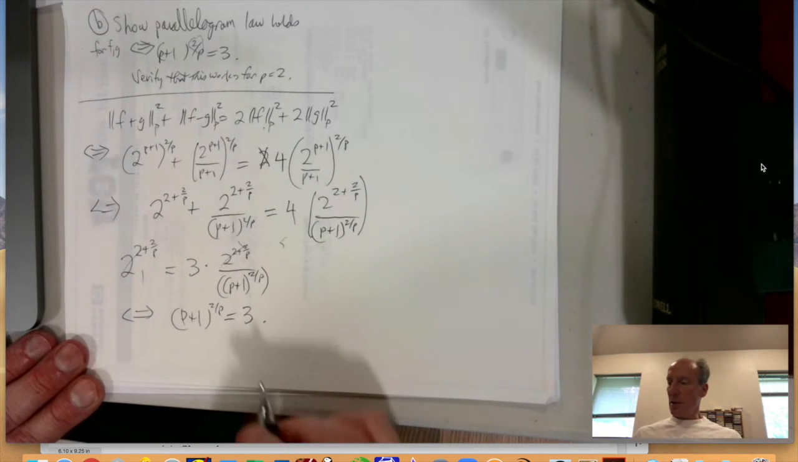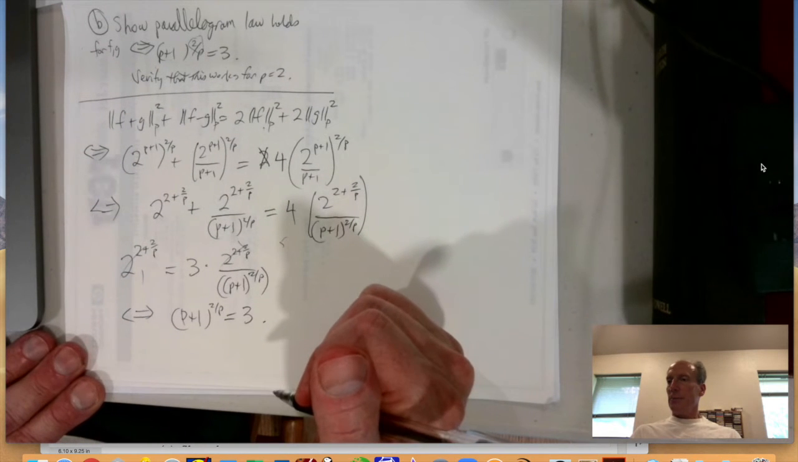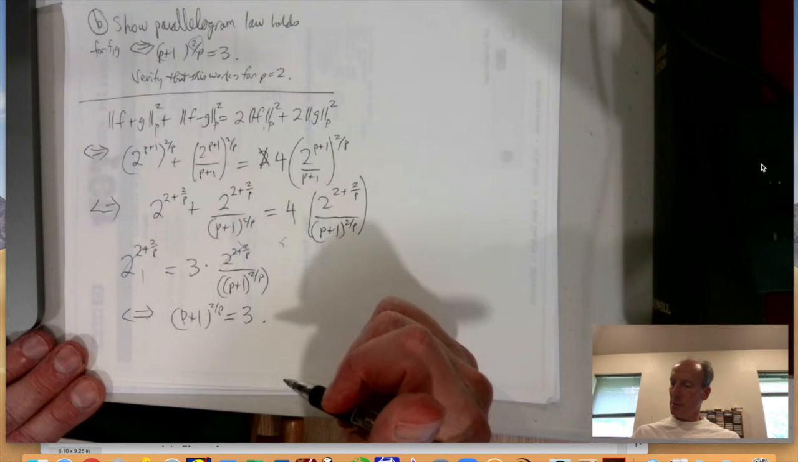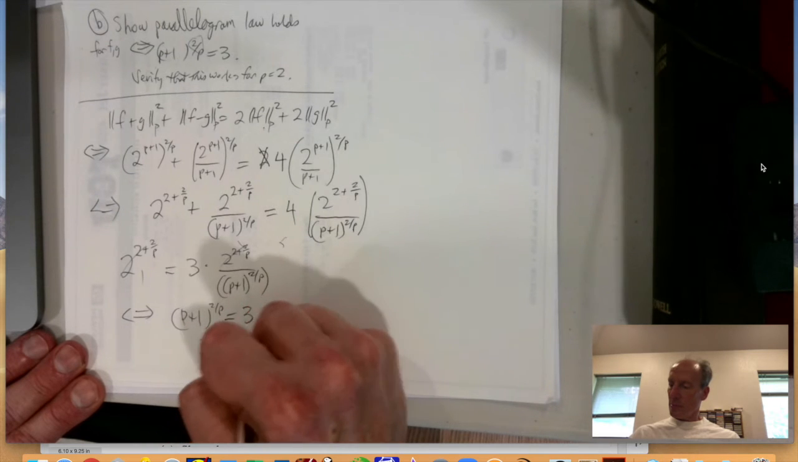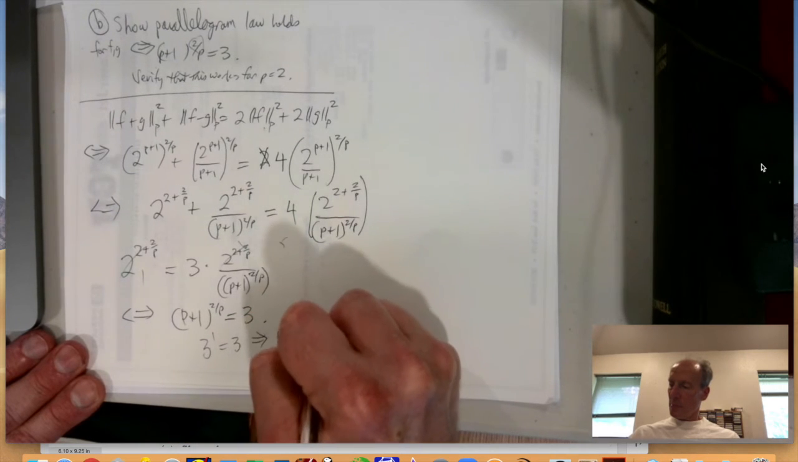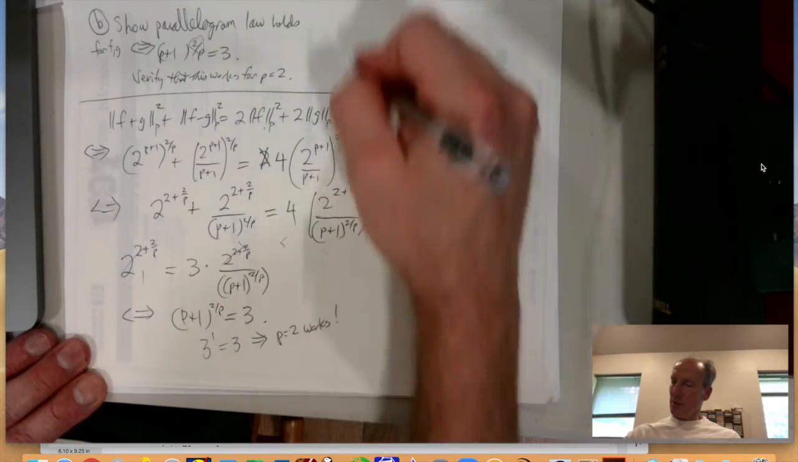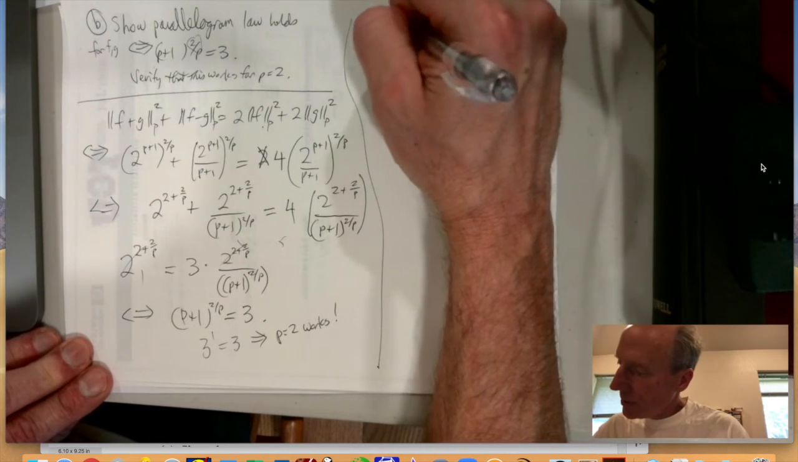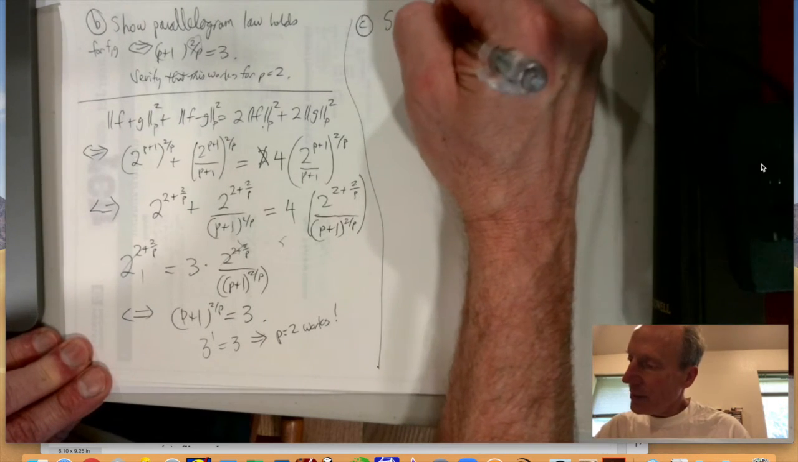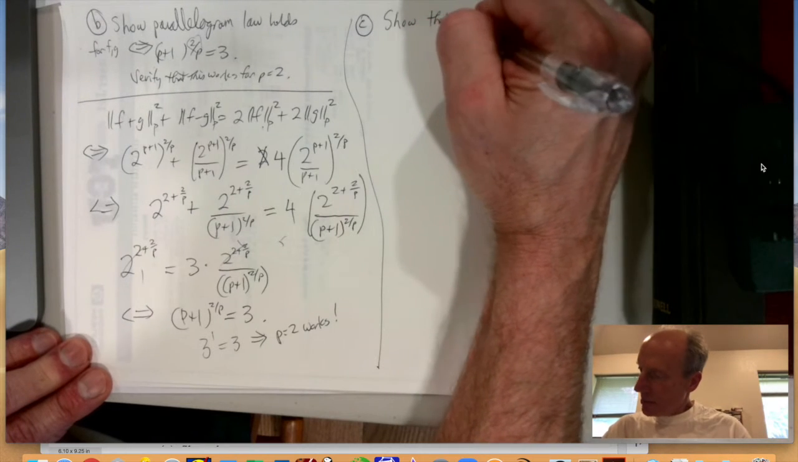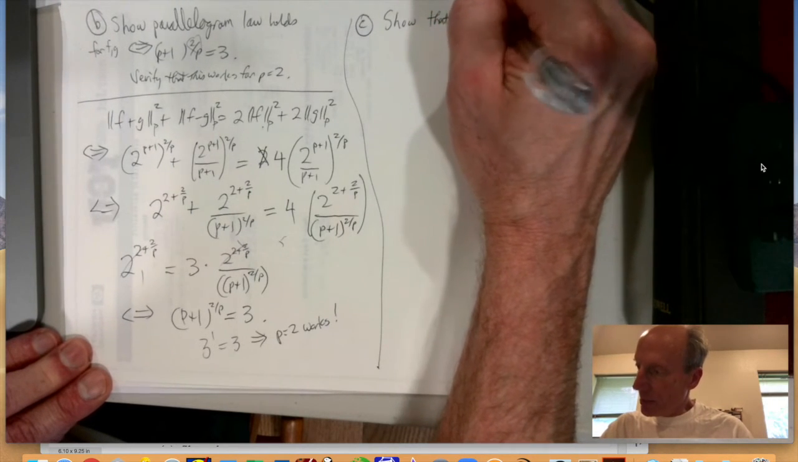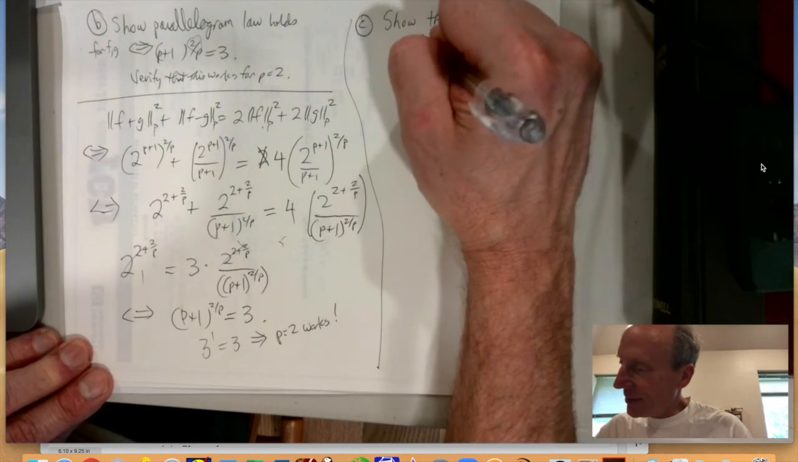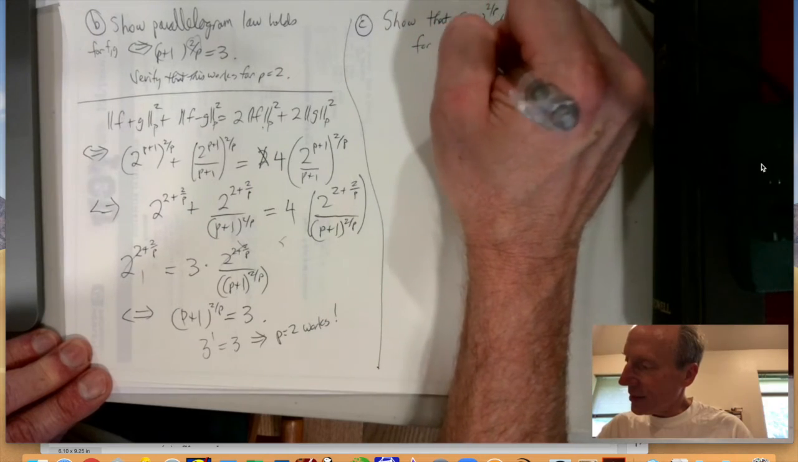And let's see. Plugging in 2, 3 to the... excellent. All right, so the next question is, show that this number p plus 1 to the 2 over p is not equal to 3 for p not equal to 2, p greater than or equal to 1.